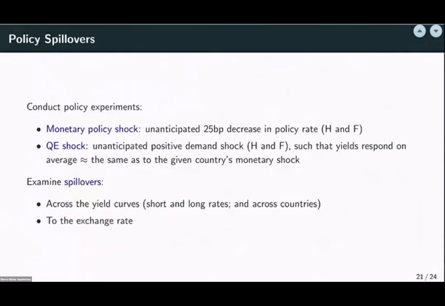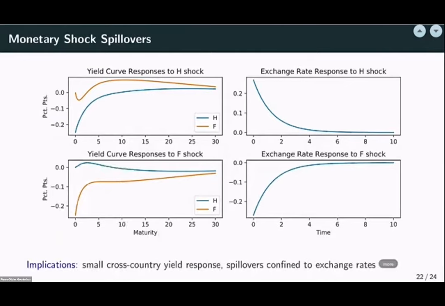And then we say, okay, let's do a monetary experiment. Let's run a monetary policy shock and let's do a QE shock. The monetary policy shock is what I'm showing you here. Here you see the response of the yield curve in the home country to a monetary policy shock in the home country. The rates at the short end of the maturity curve drop down a lot. There is very limited transmission to the foreign country.